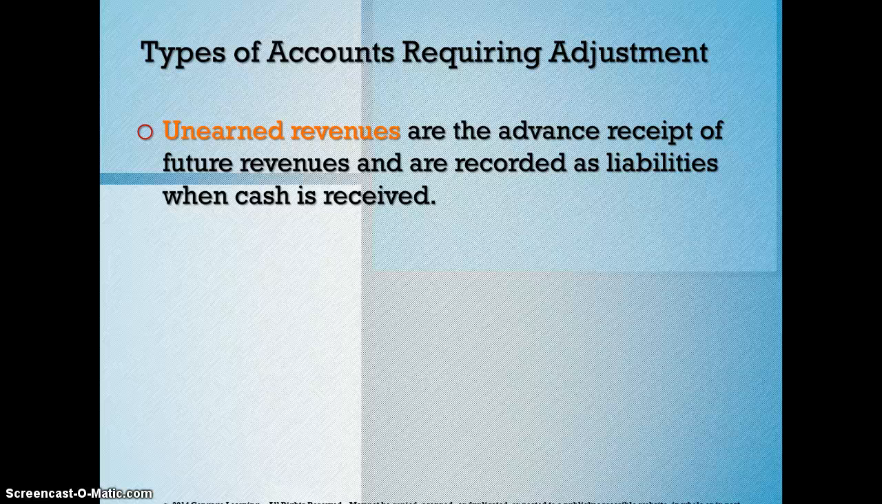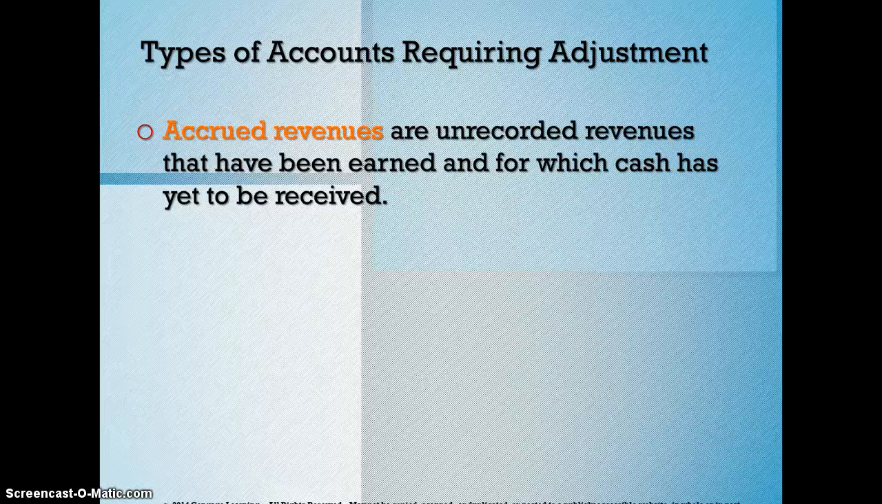Okay, so for the magazine company, that subscription is an unearned revenue. And so what it does is it creates a liability for the company. They are required, they owe you either your money back or magazines. Okay. The next is accrued revenues.